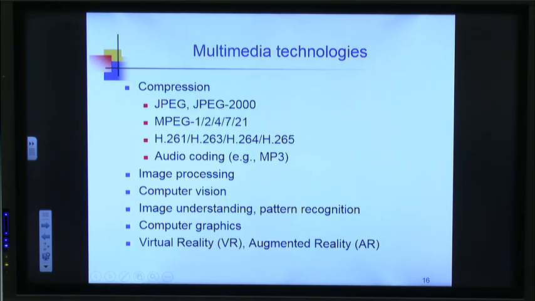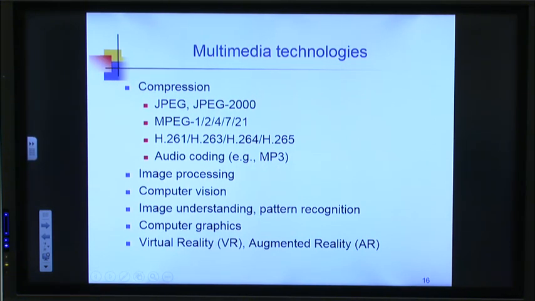So the multimedia technologies include, the first one, compression. I just talked about JPEG, JPEG 2000, and MPEG 1, 2, 3, 4, 5, and H.26X, and audio encoding, MP3, or any other kind of form you can think of. And image processing, computer vision, image understanding, and pattern recognition. This is the semantic level of image processing I just talked about.